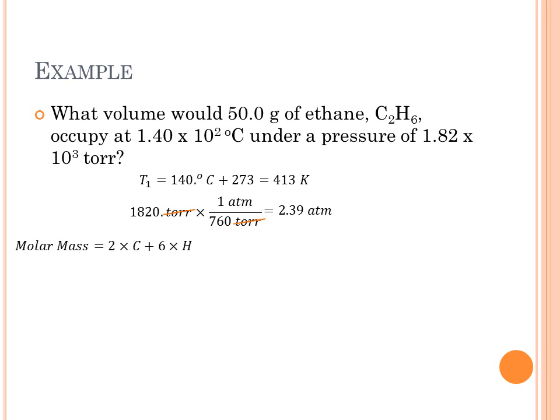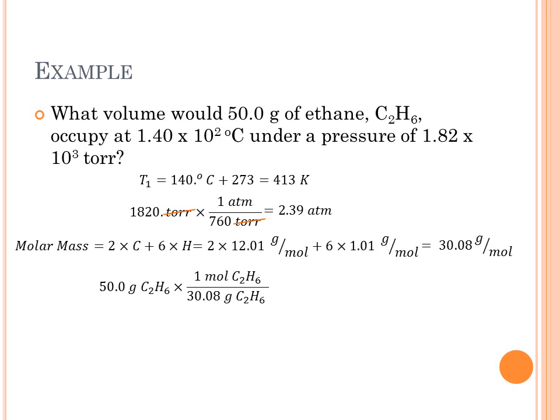Molar mass of ethane: 2 carbons mass plus 6 hydrogens mass. So 2 times 12.01 grams per mole plus 6 times 1.01 grams per mole will give us 30.08 grams per mole. All that should be pretty straightforward. Now we need to get the moles. Our moles is going to be our 50 grams of ethane divided by 30.08 grams of C2H6 per 1 mole. That gives us 1.66 moles of ethane.